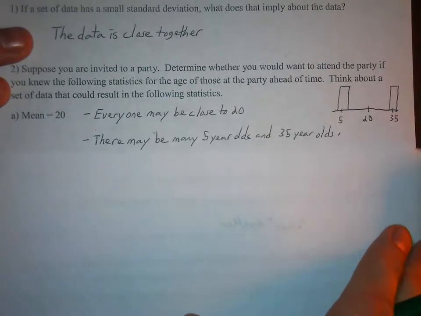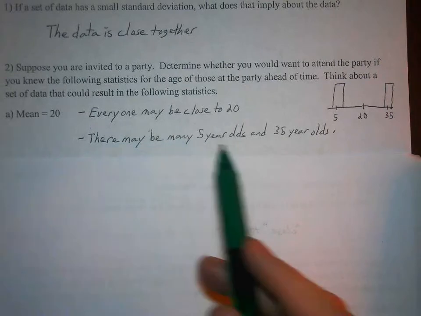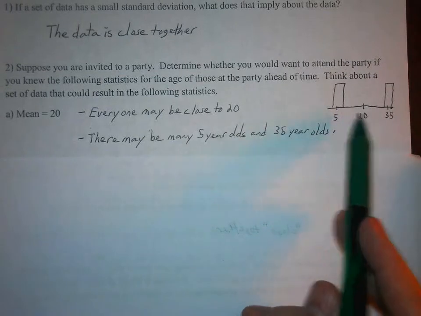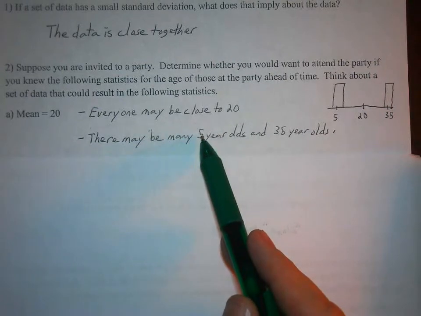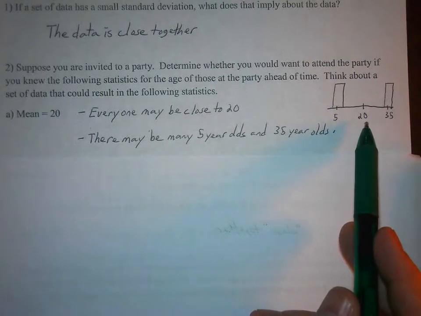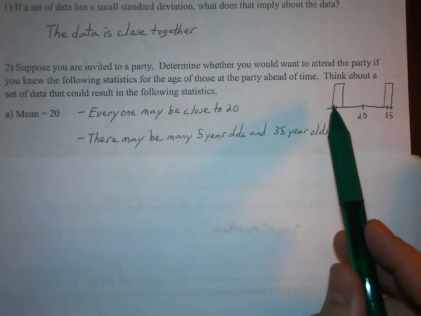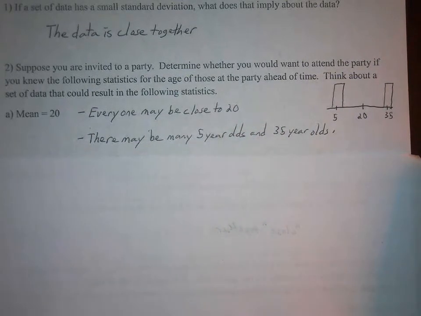Well, another way to get a mean of 20 would be if there were many 5-year-olds and 35-year-olds. So there, 5 and 35, if you add them and divide by 2, you would get 20. So for every 5-year-old and every 35-year-old they would average to 20. Okay, so a silly example of that would be maybe a kindergartner's birthday party, where you have parents that are 35 years old and kids that are 5 years old. That party doesn't sound as fun to me as if everyone was 20 years old.